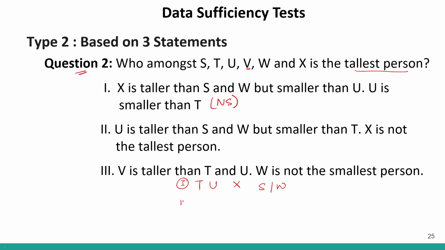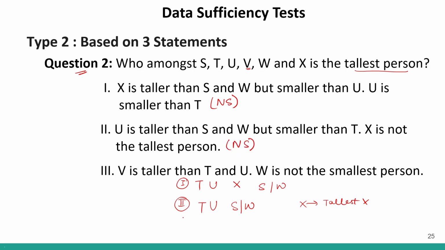Correct? Let us look at statement number 2. Statement number 2 says that U is taller than S and W but smaller than T. X is not the tallest person. So if there is a position, X is not the tallest. Correct? But is this much information enough to answer who is the tallest? No. So this one also alone is not sufficient.